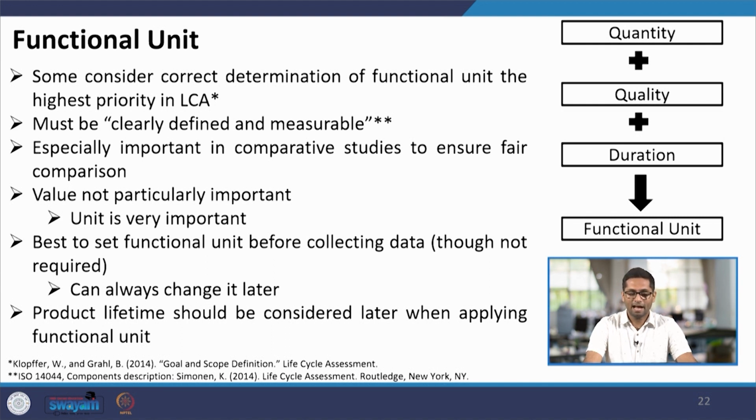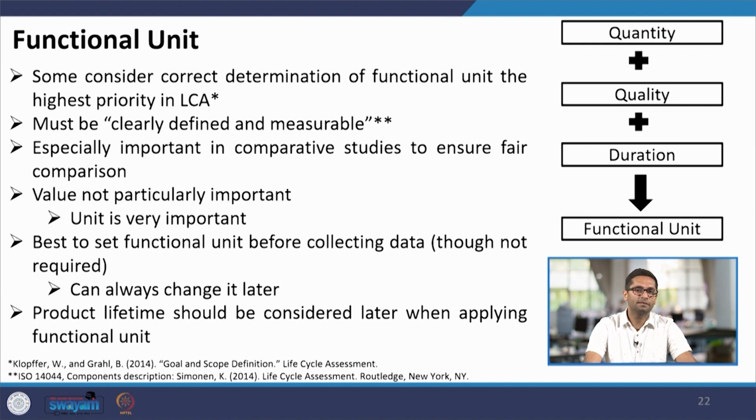Further, it has been suggested that a good functional unit should have three features. It should pertain to the quality, quantity, and the duration of a particular entity. So what do I mean? If I'm going with a comparison of different light bulbs, and I'm talking about lumen hours, maybe 1 million lumen hours, then the lumen pertains to the quantity of light that is being generated. Hours basically pertain to the duration.